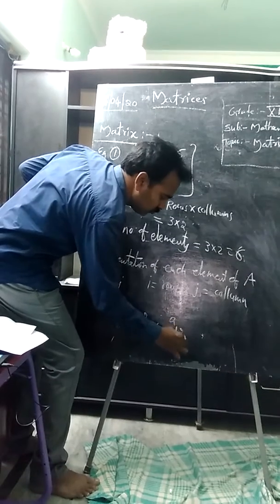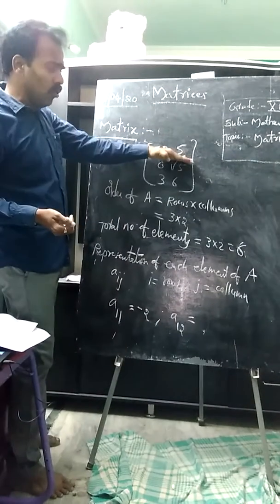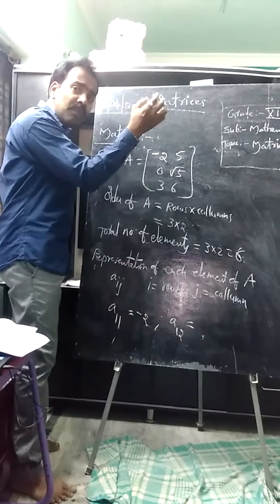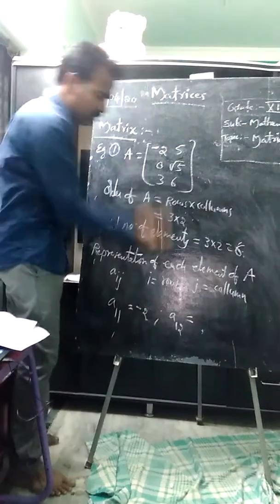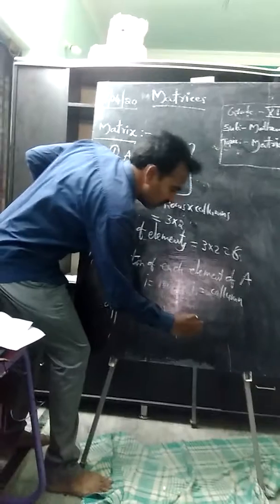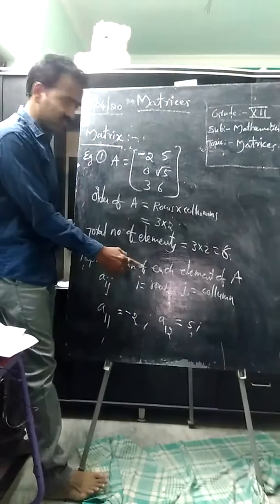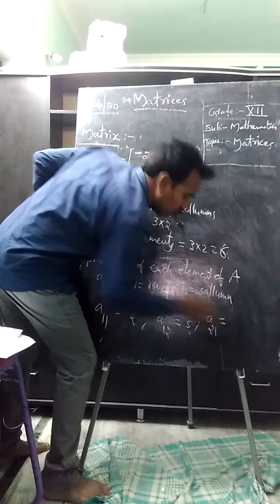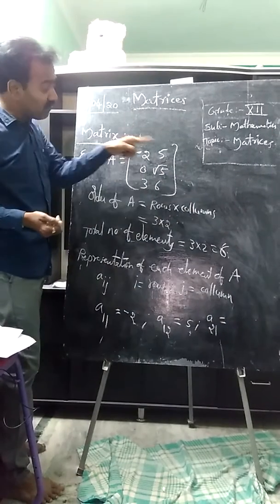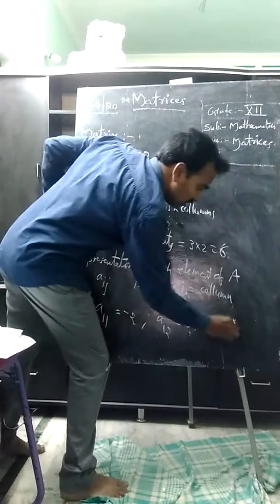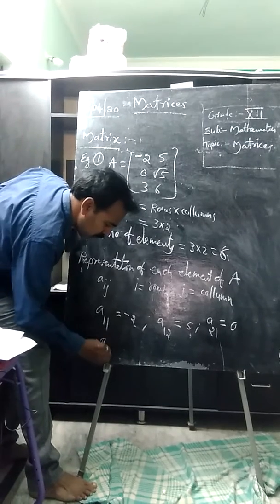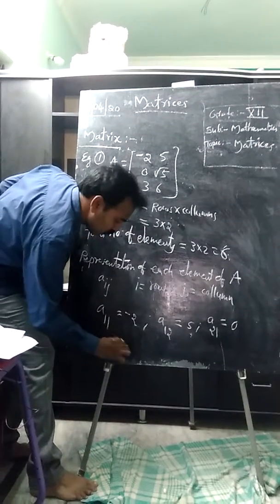A12, first row, second column. What is the element which belongs to first row, second column? 5. This is the representation of each element. For suppose if I write A21, second row, first column, that is 0. So we can represent A22, that is root 5.